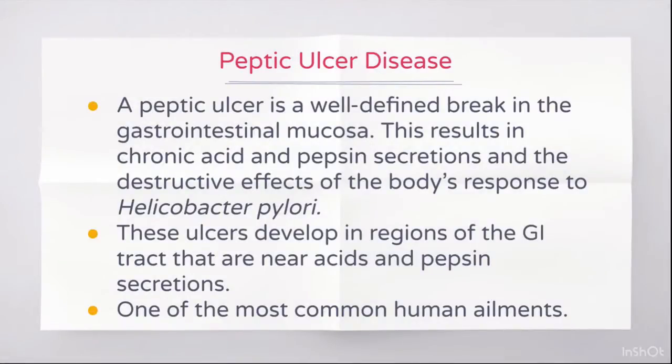A peptic ulcer is a well-defined break in the gastrointestinal mucosa. This results in chronic acid and pepsin secretions and the destructive effects of the body's response to Helicobacter pylori. These ulcers develop in regions of the GI tract that are near acids and pepsin secretions. They are one of the most common human ailments.